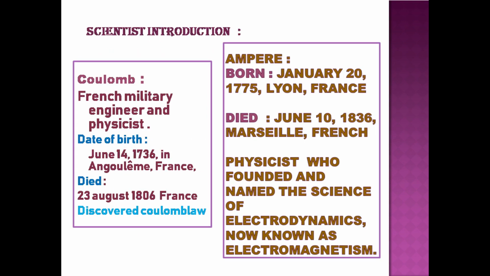Coulomb is the name of the scientist who was born in France in the year 1736 and died in the year 1806. He discovered Coulomb's law. Whereas ampere is also a scientist's name. He is a French scientist born in the year 1775 and died in the year 1836. Ampere is a physicist who founded and named the science of electrodynamics, now known as electromagnetism.